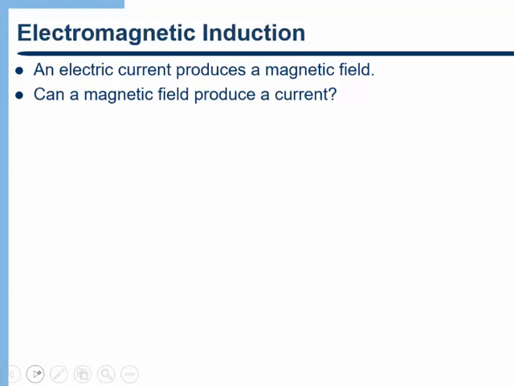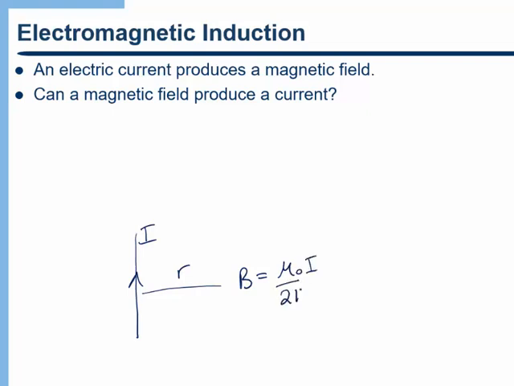So we know that an electric current produces a magnetic field. We've said that if we've got a long straight wire, and we're some distance R away from the wire, the magnetic field created by that current-carrying wire is just mu naught I divided by 2 pi R.